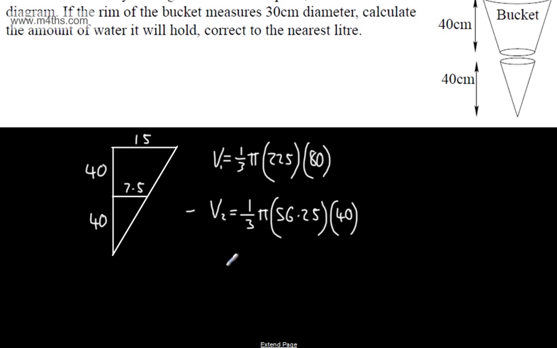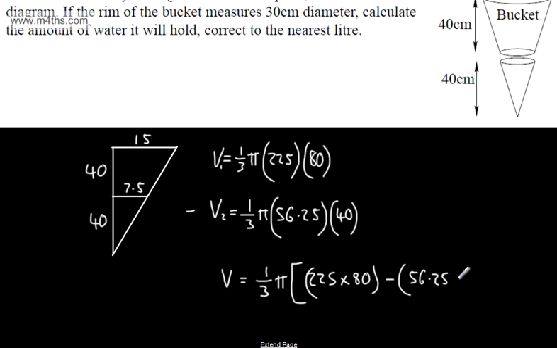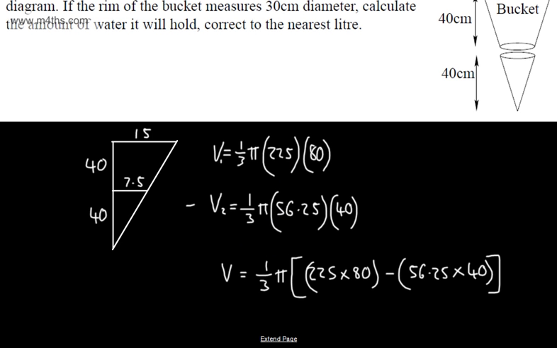So again, you might want to factor this. You might want to just do 1/3 pi, these two multiplied, minus these two multiplied. So if you really wanted to tidy it up, the volume of the frustum, we could write this as 1/3 pi, and then we could do now 225 times by 80, and we could subtract away from that the smaller one, which is 56.25 multiplied by 40. Depending on how confident you are, work out this one, subtract them away.